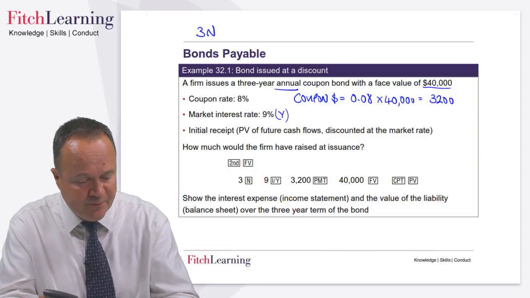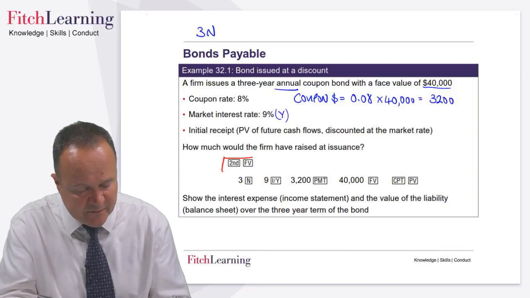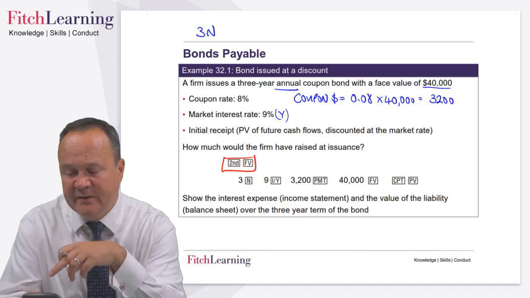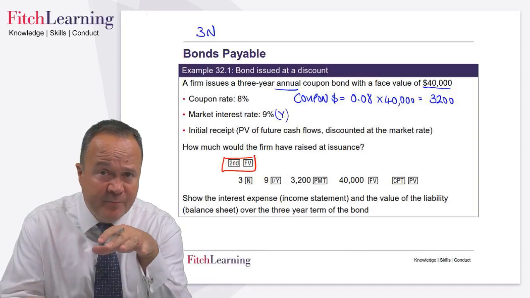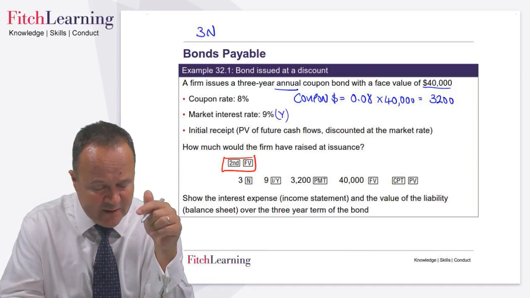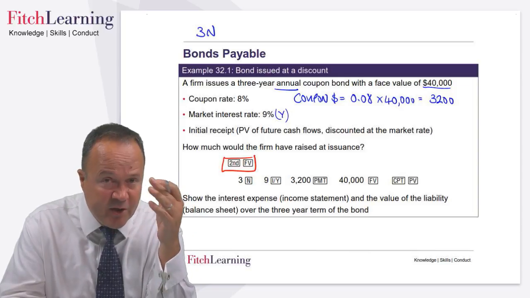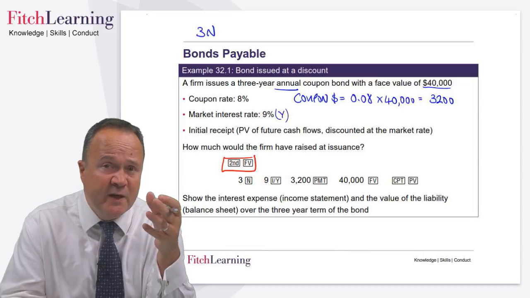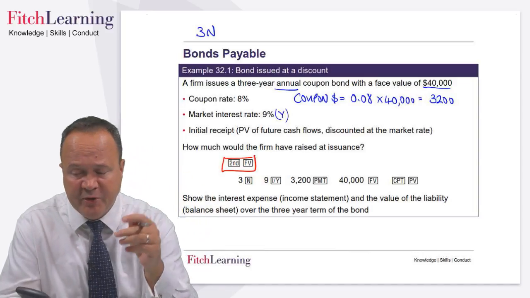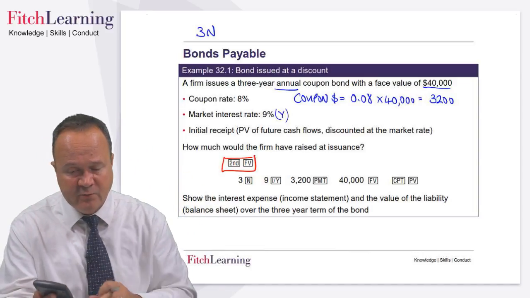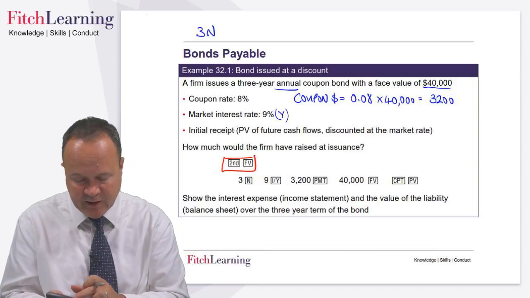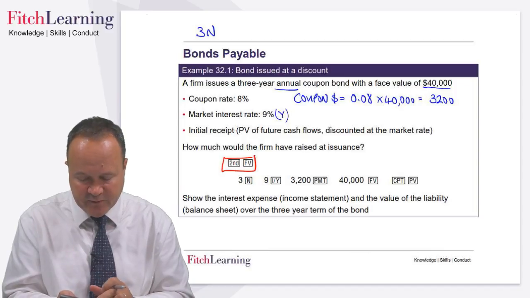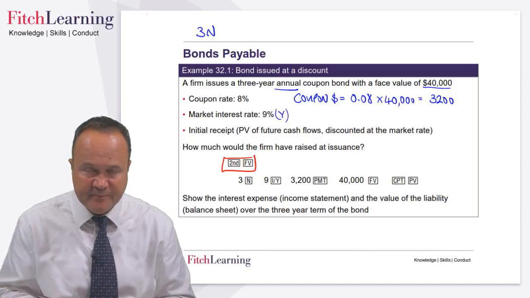First up, clear the time value of money. So second FV clears that. Now we can input the details, in any order. So 3N, 9I/Y, 3,200 is the payment, 40,000 is my final value, compute PV. I'm just going to do that with you. So 3N, 9I/Y, 3,200 payment, 40,000 FV.